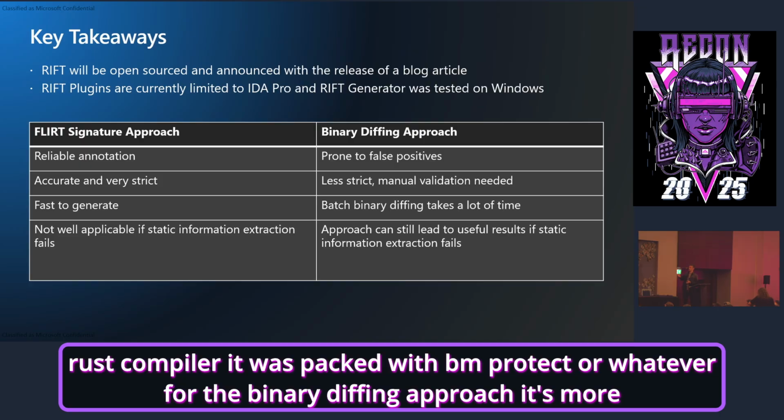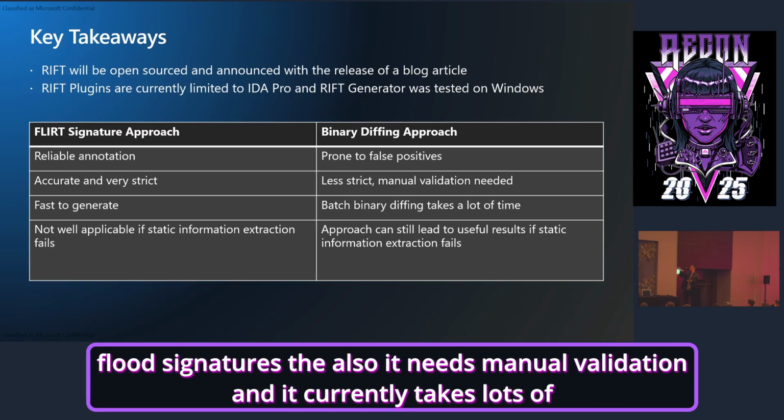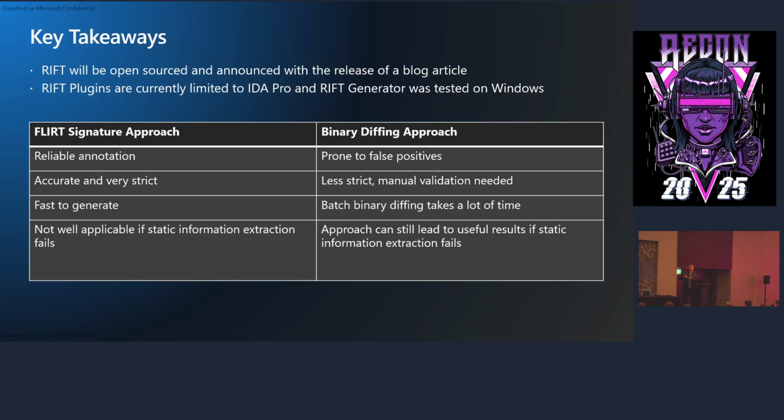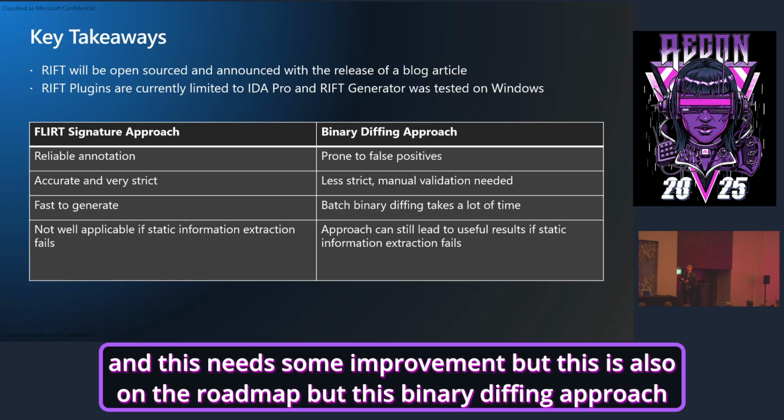The binary diffing approach is more prone to false positives, as you go with similarity and it's not as strict as the FLIRT signatures. It needs manual validation, and it currently takes lots of time to do this binary diffing because we go through IDAT and then we go through Diaphora. Essentially you maybe have like 30 COFF files you need to do this on. This needs some improvement, but this is also on the roadmap.